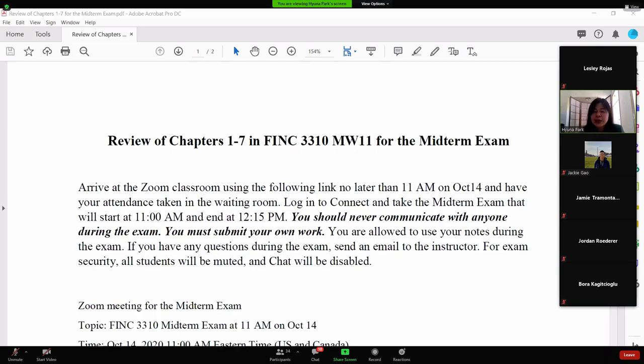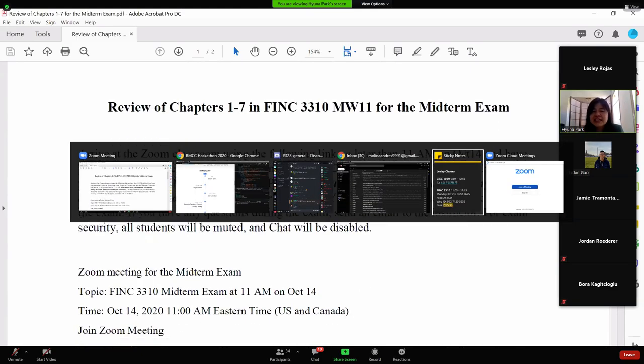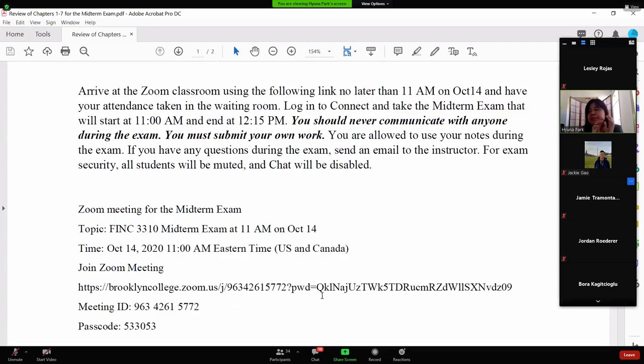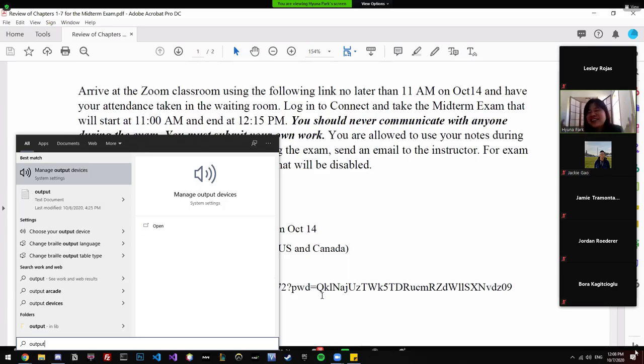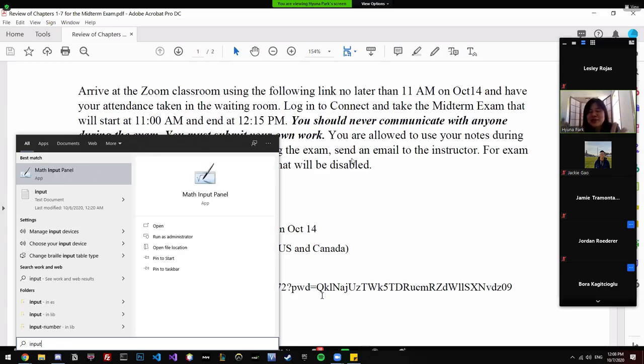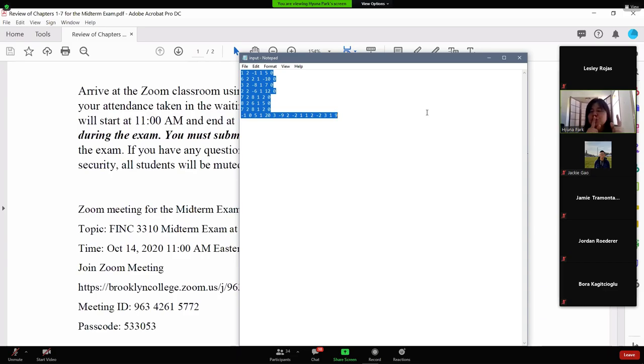I wrote it in this review sheet as well as posted it on Blackboard. So you must use this special Zoom link for the midterm exam on October 14th. Don't go to another meeting room. I will not be there. So use this specific Zoom link created for the midterm exam.